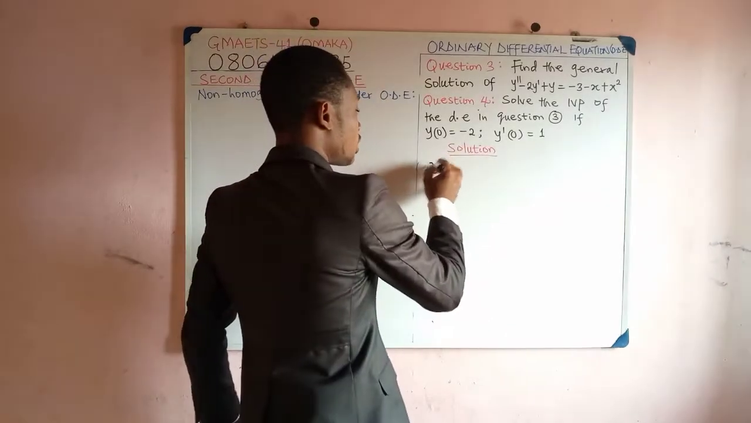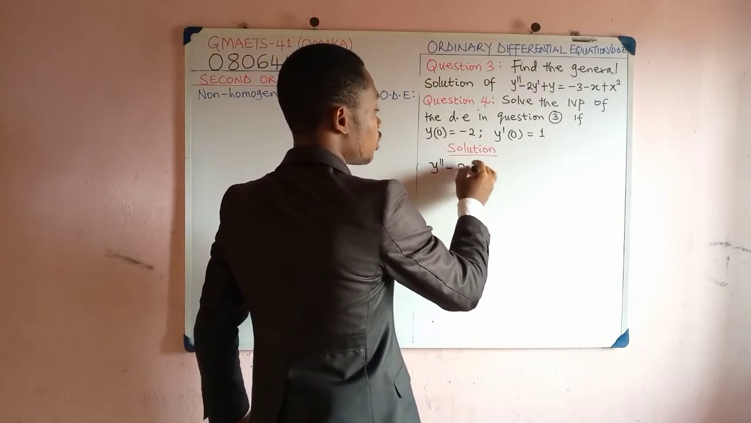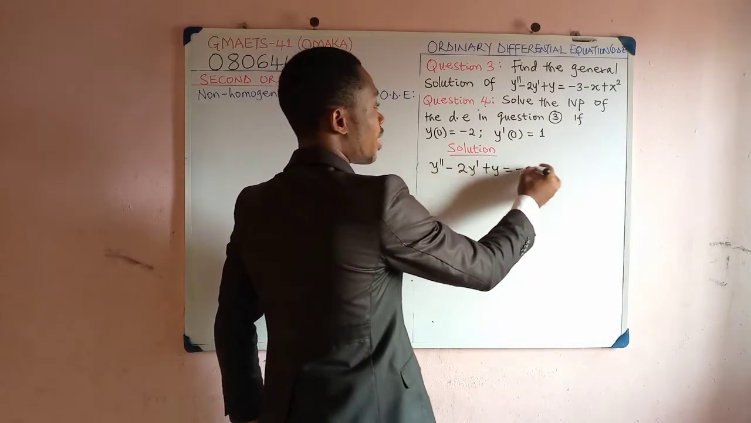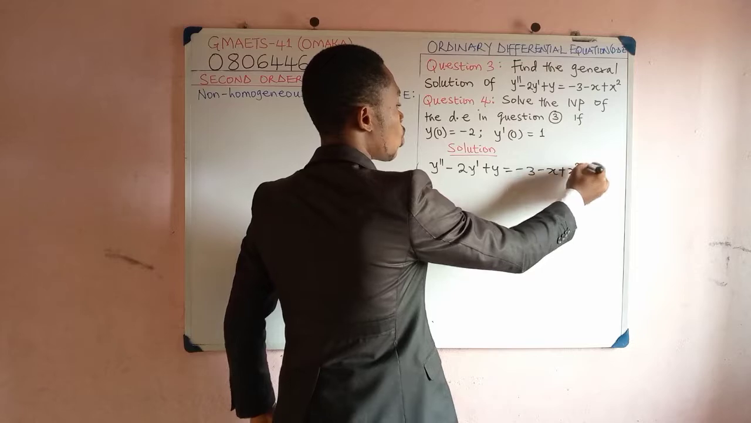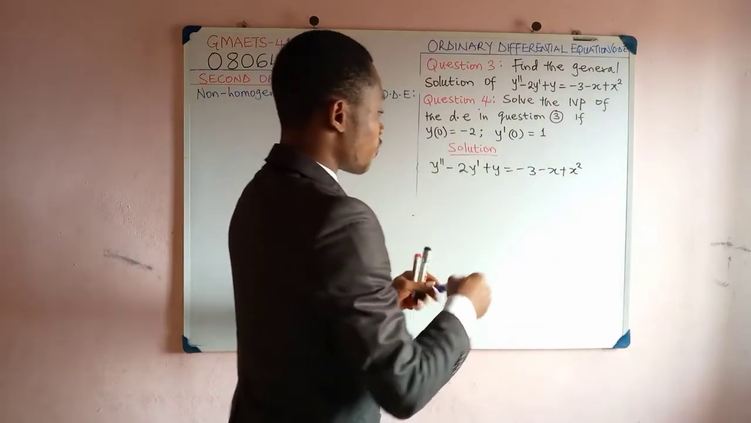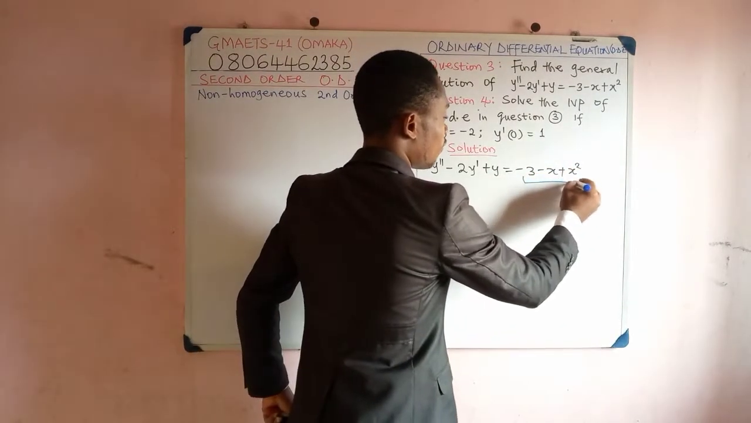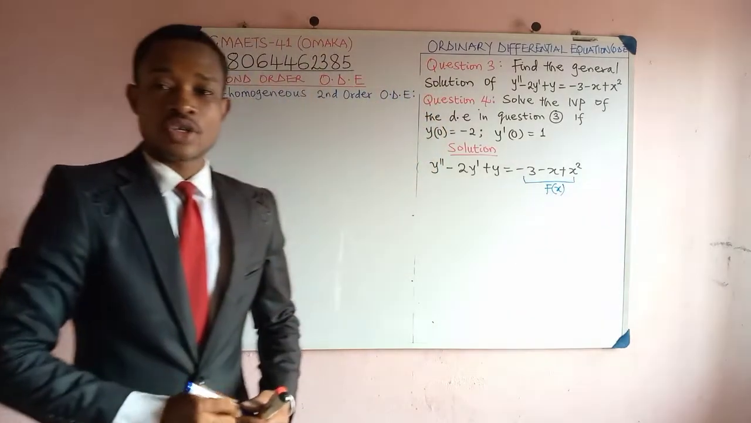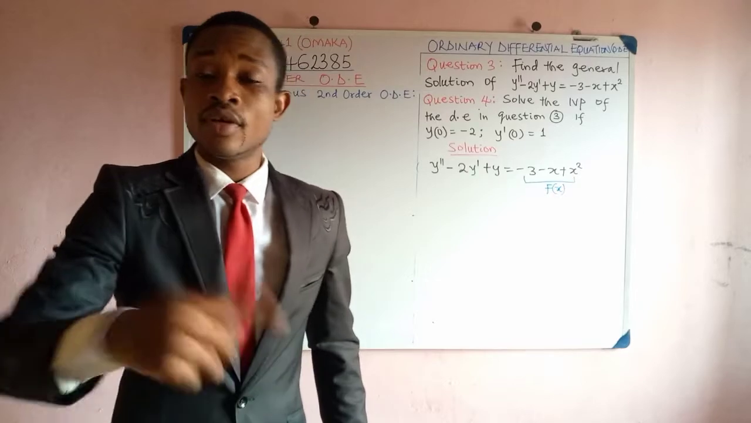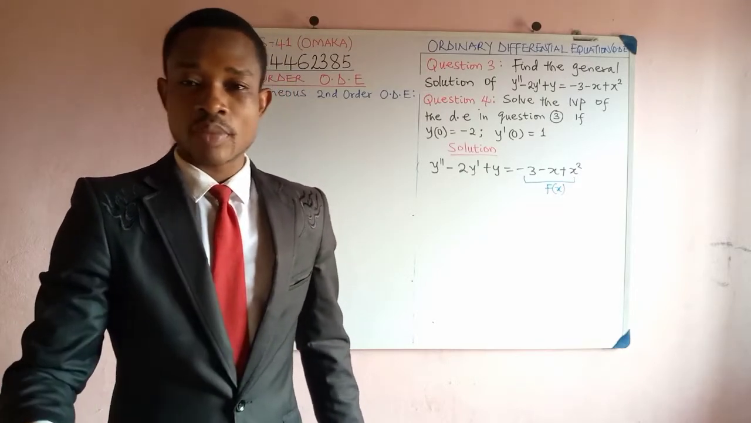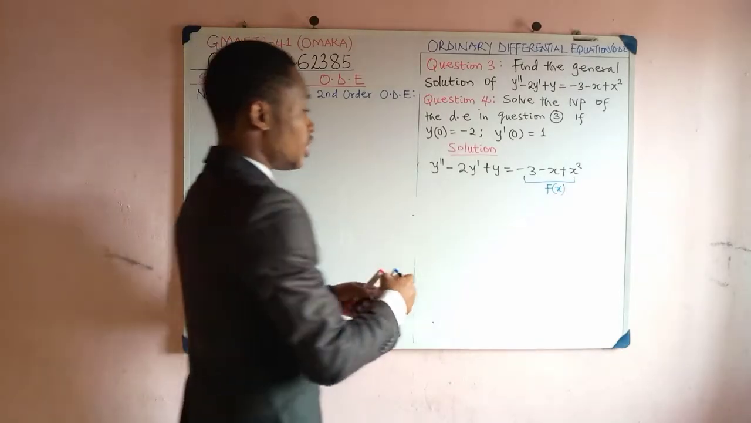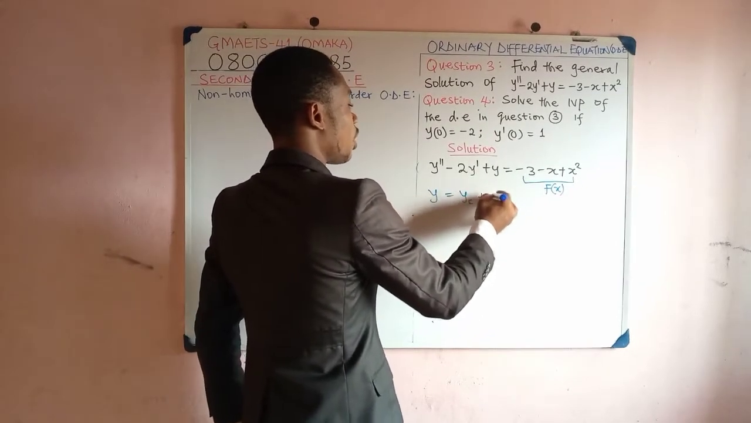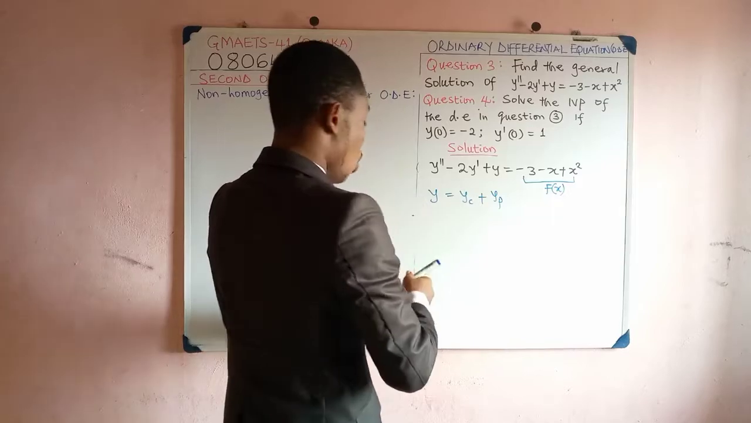First of all, we need to recognize that the differential equation given to us is y'' - 2y' + y = -3 - x + x². Clearly, our f(x) is this function, and you can see that it is a polynomial. So you should not be thinking of the yp general form of other types. We know generally that the general solution is y = yc + yp. Now let us get our yc.